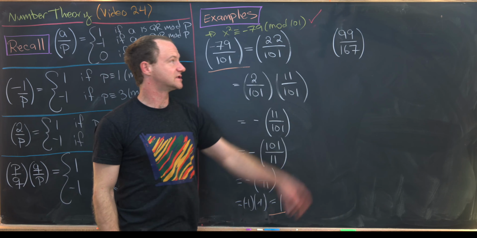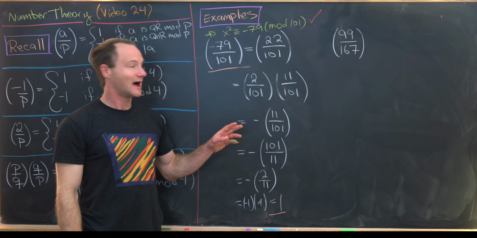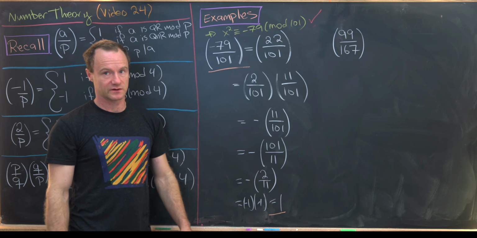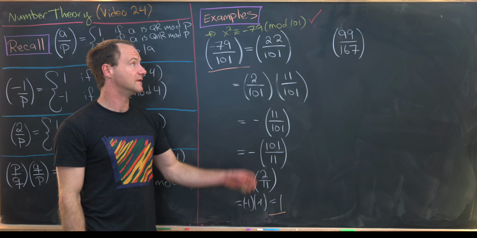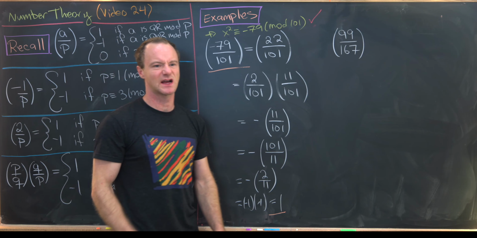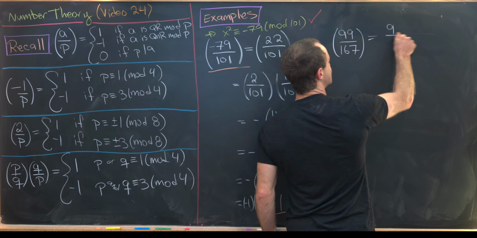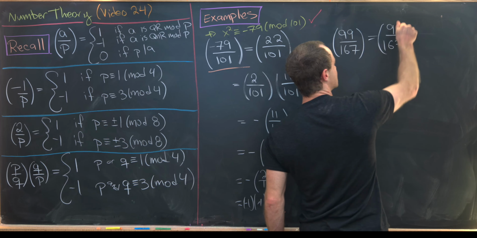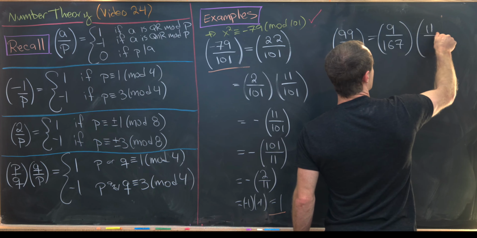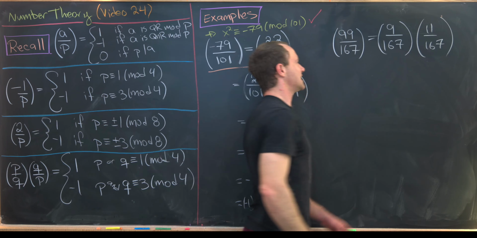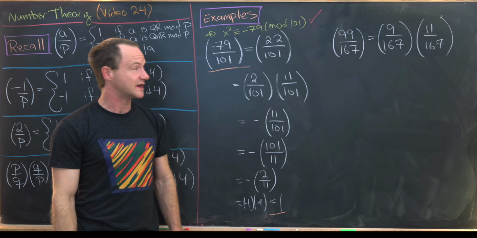Okay, so now let's do this one right here. So the denominator, or the bottom part of the Legendre symbol, is a prime, but the top part is a composite. It's obviously equal to 9 times 11. So we can rewrite this as 9 by 167 times 11 by 167. And you might say, well, I could rewrite that other one as 3 times 3.